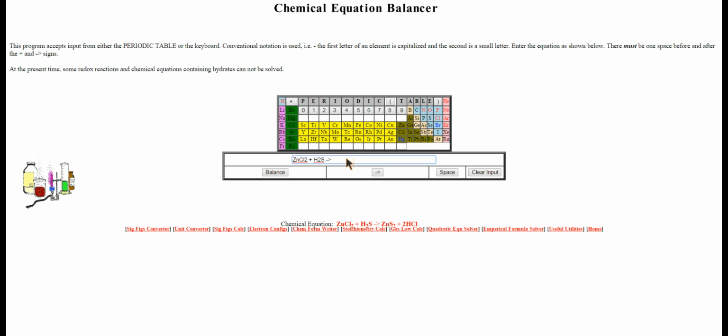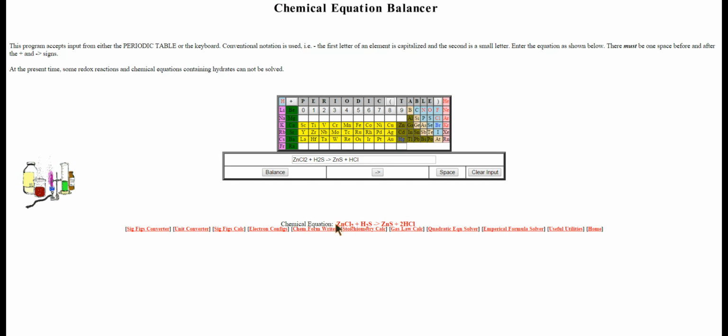And now we need to make our products. It says that one of our products is zinc sulfide. So I'm going to just type it in, zinc sulfide. Zinc sulfide, +2, -2. That's zinc sulfide. Space, plus. The other thing that we are making is hydrochloric acid, HCl. Okay? So this is our equation. We're now going to balance it. And down here, it gives you the balanced equation. For every 1 zinc chloride and every 1 hydrogen sulfide gas, we make 1 zinc sulfide and 2 hydrochloric acids.